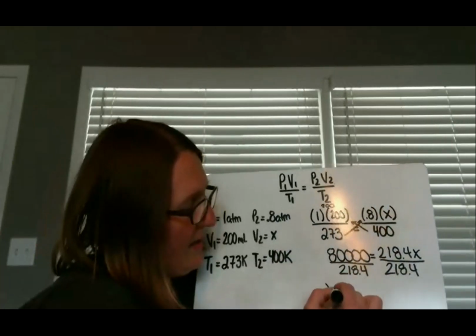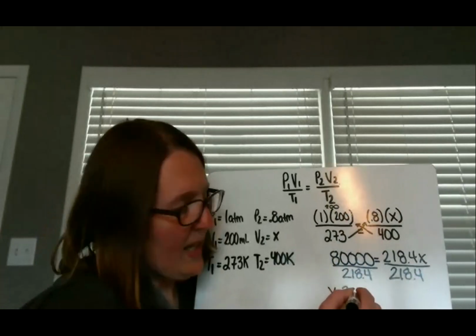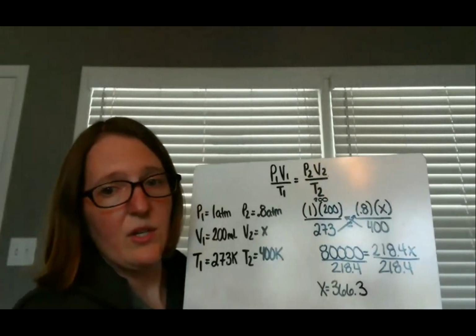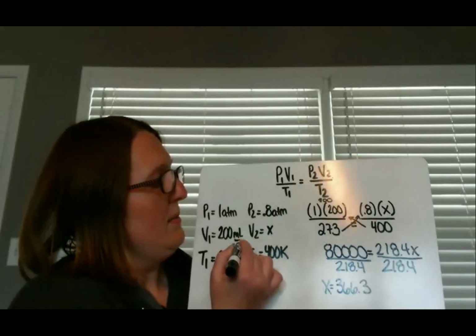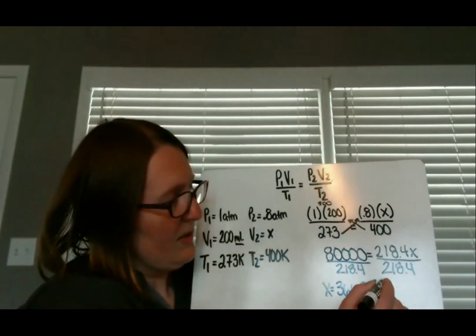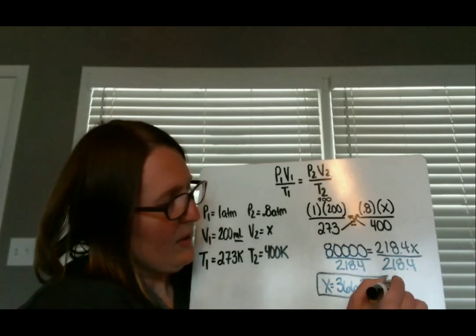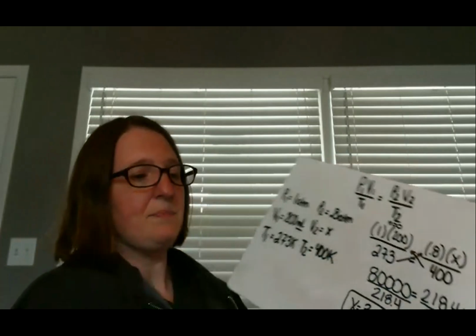And you're going to get x equals 366.3. And what's our unit? I'm going to look up here. Milliliters, so I put milliliters down here. And that's how we use our combined gas law.